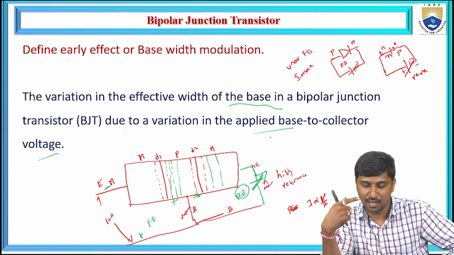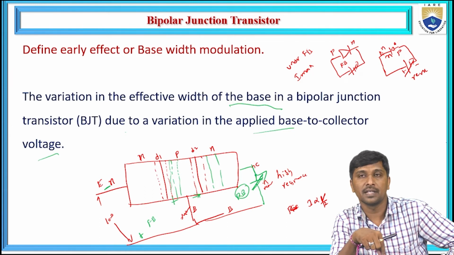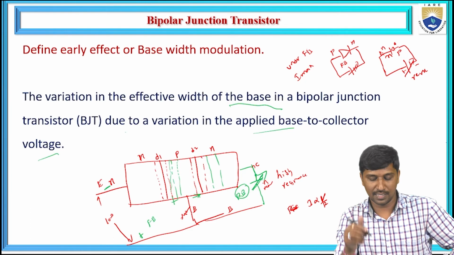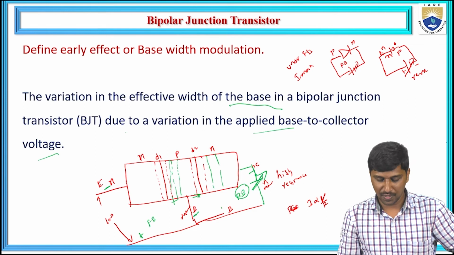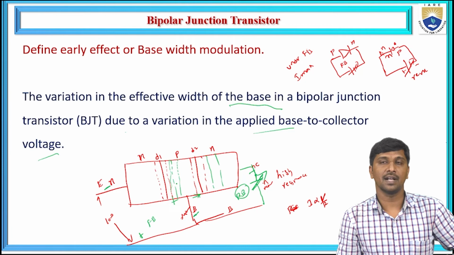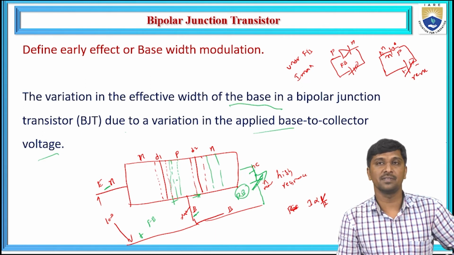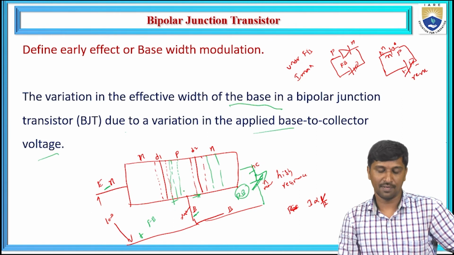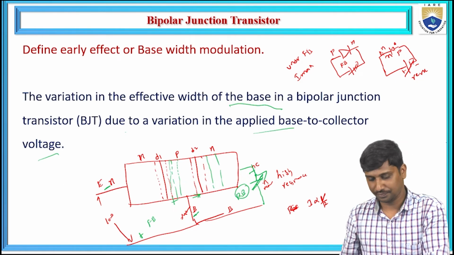So if you want to identify base width modulation, we need to apply the reverse biasing condition on the output side, that is, between base and collector. Due to this reverse bias, the depletion width is penetrating or widening, so it completely occupies the base region. So the base width changes with a variation of the applied voltage. That is called the early effect or base width modulation.